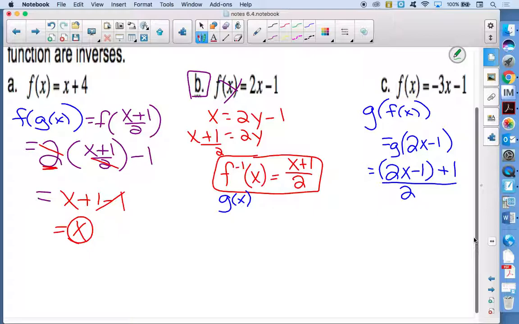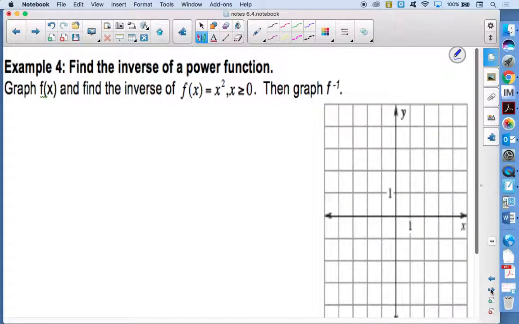So negative 1 plus 1 cancel. We have 2x divided by 2, which is also x. So questions with finding inverses or verifying inverses. Those are the two things that we looked at doing. So the last part here that we're going to stop at with this little graph.